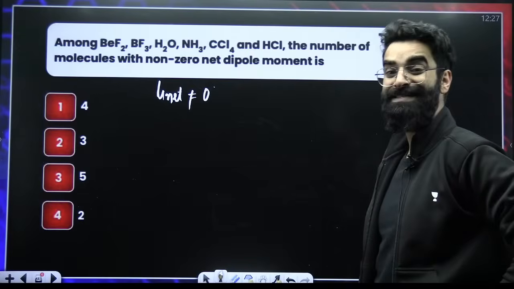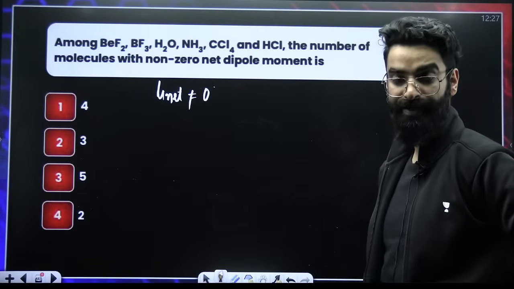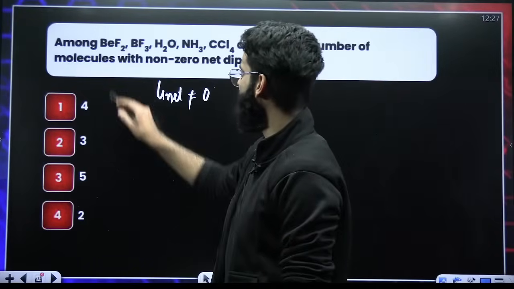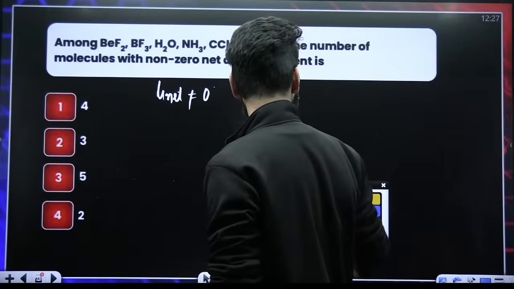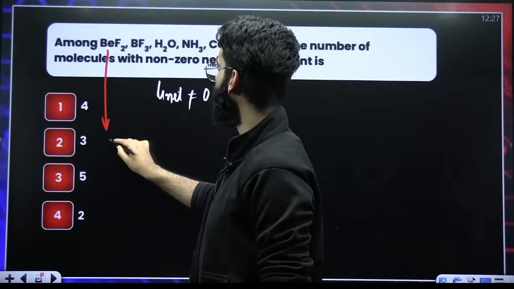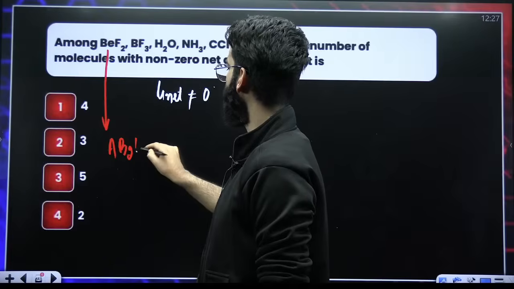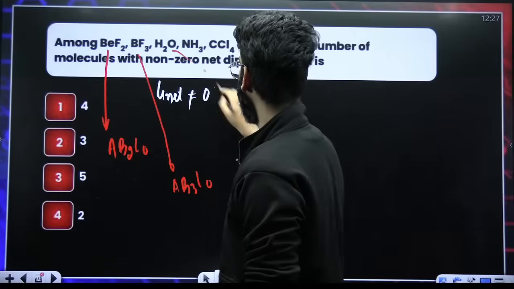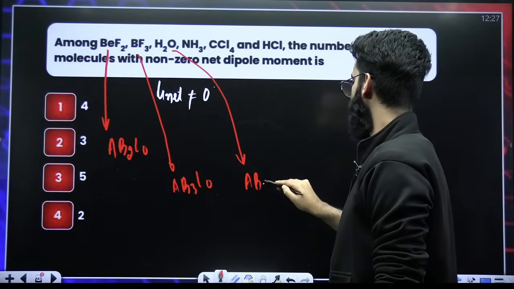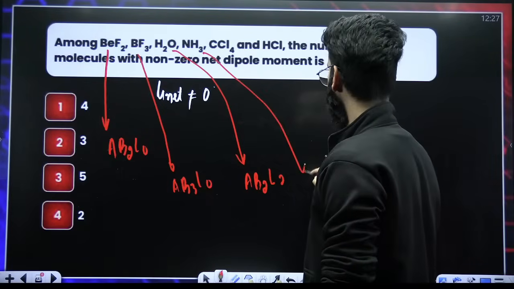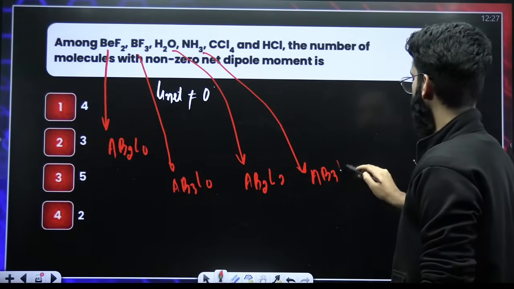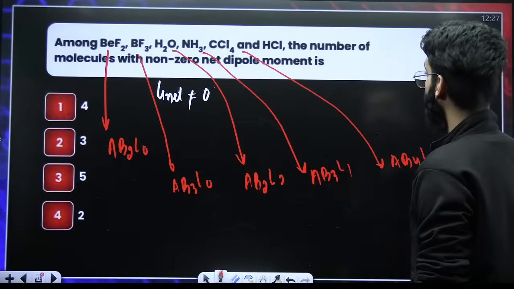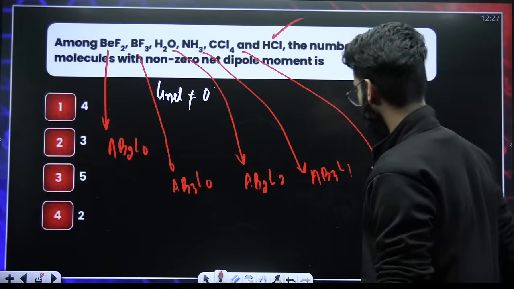I've told you already the set of molecules which shows zero dipole moment, right? AB2L0, AB3L0, AB4L0, AB5L0. Let's check it out. BF2, if I talk about BF2, it is AB2L0. This is AB3L0. This is AB2L2. This is AB3L1. This is AB4L0. And HCl, we know it's already polar, right?